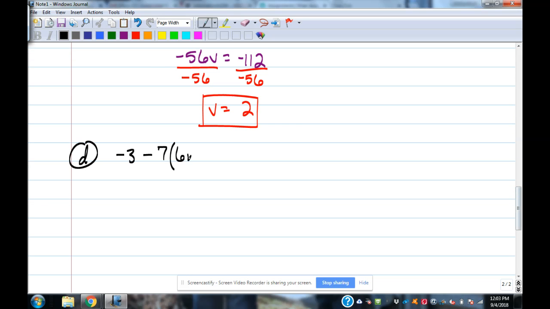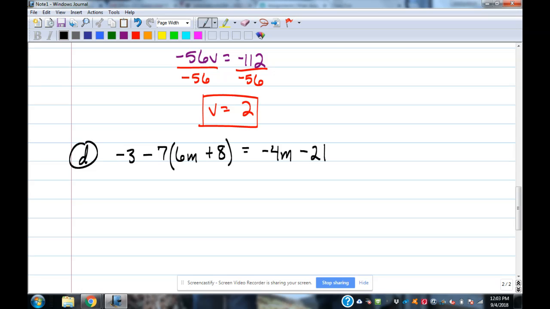Let's try this one. Get one that's got variables on both sides. So far, we only had variables on one side. This time, we got it on both sides. Again, where do we go first for this problem?